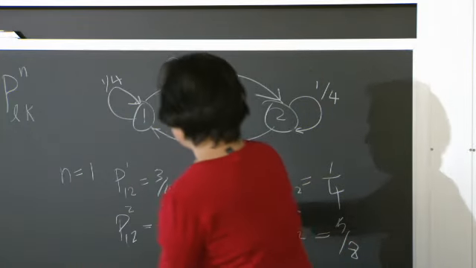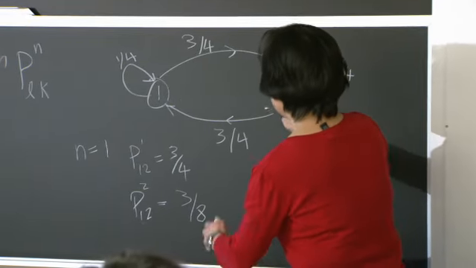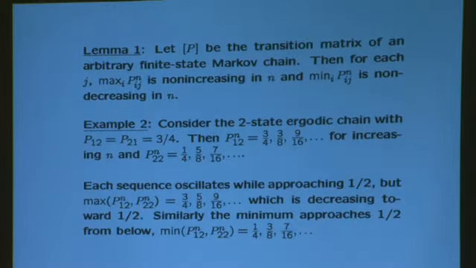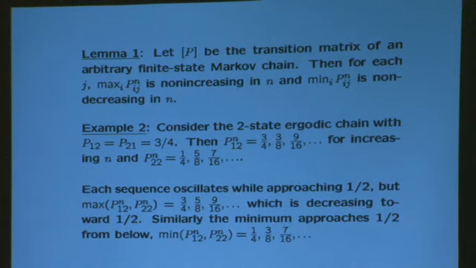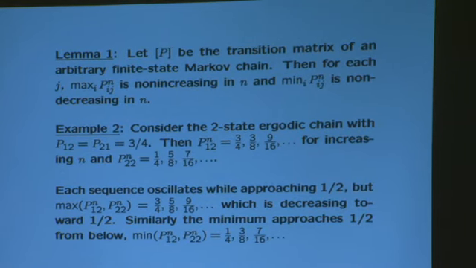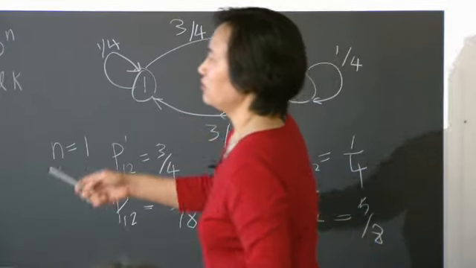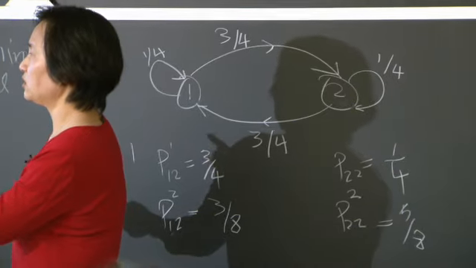So basically the sequence going from 1 to 2 is going to be oscillating between, let's say, 3/4, 3/8, 9/16, and so forth. And the going from 2 to 2 is going to be oscillating too. We can see that's 1/4, 5/8, 7/16. So what happens is this oscillation is going to converge, is going to approach actually 1/2.